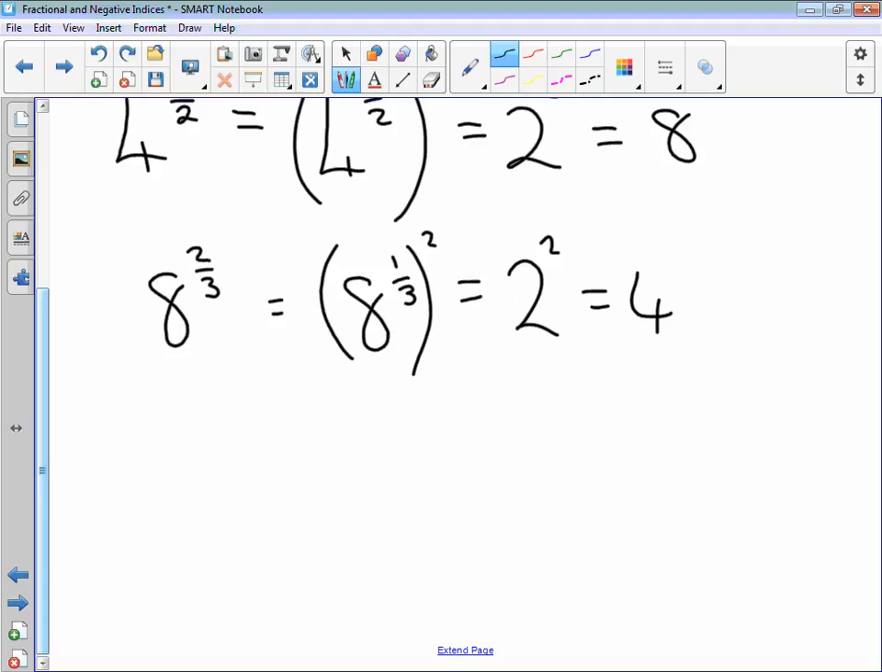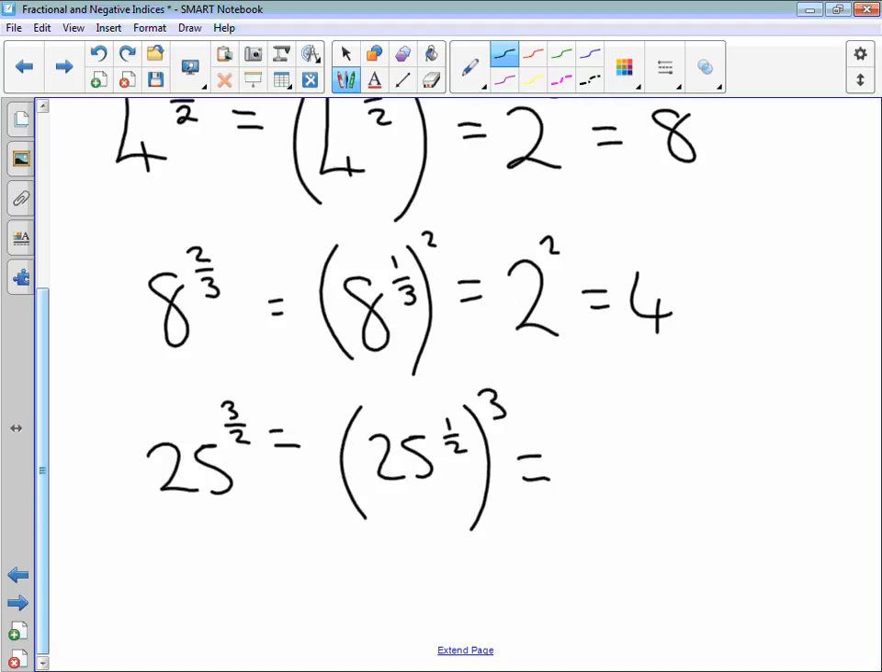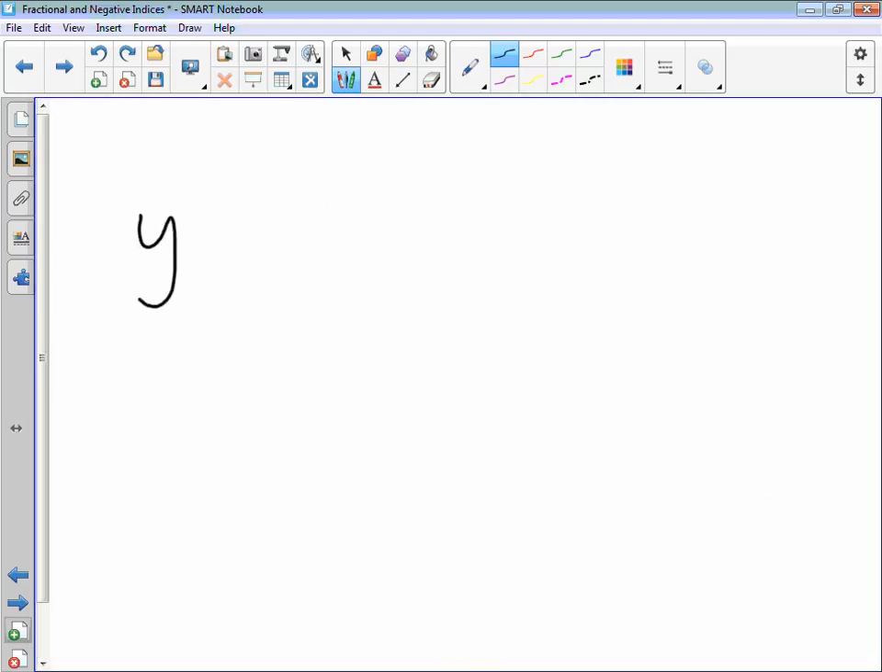And then I've got 25 to the power of 3 over 2. I know the square root of 25, so I'm going to work that out first, and then I'm going to cube it. 25 to the power of a half, or the square root of 25, is 5. 5 cubed is 125. So in general, when you have a power that is a fraction where the numerator is not 1, this means we find the nth root of y and then raise it to the power of the numerator.